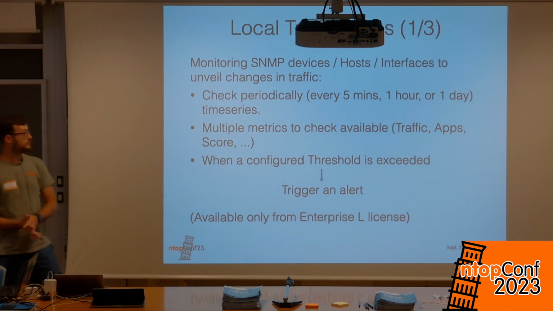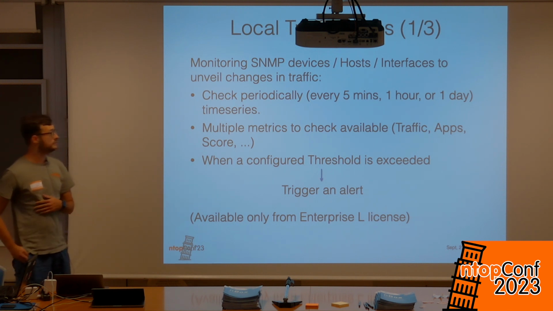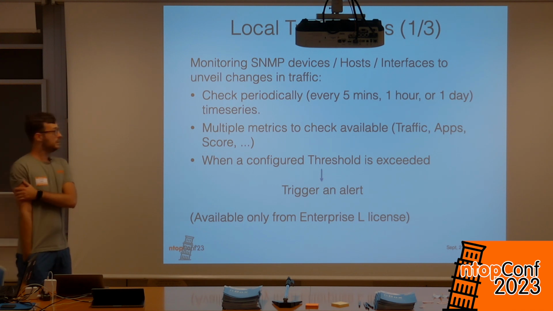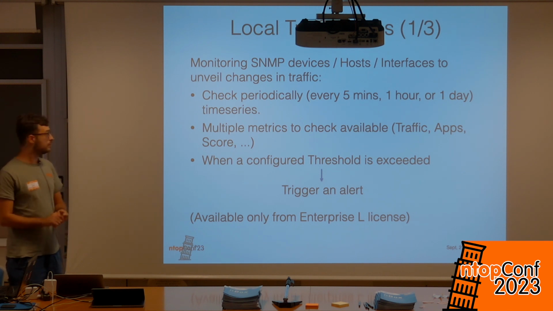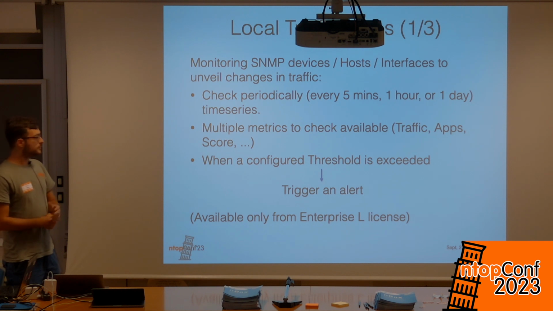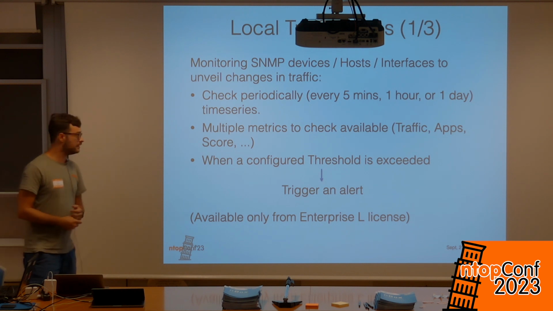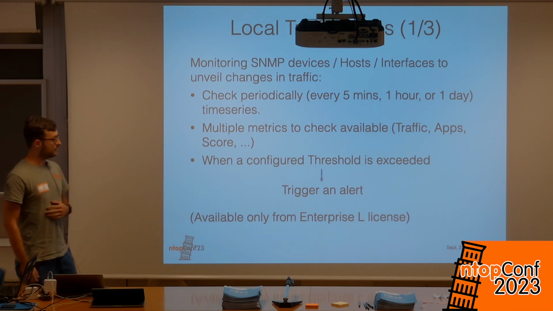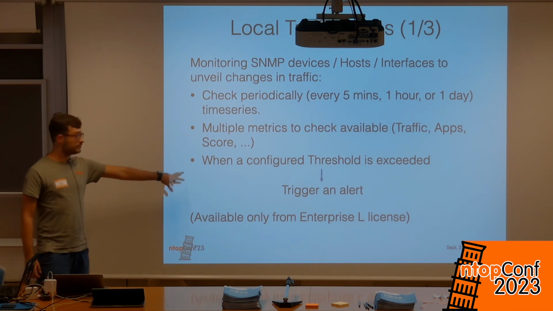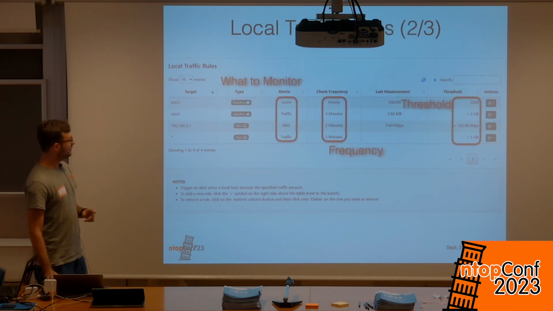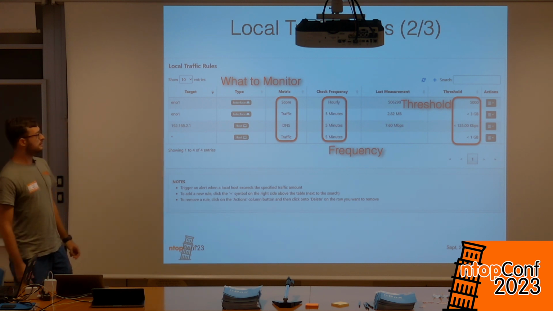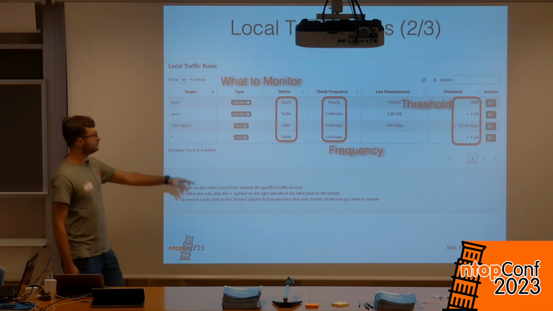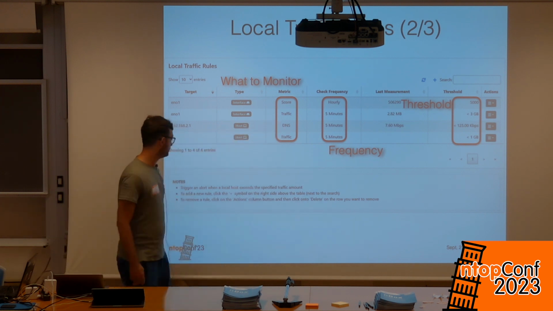For the local traffic rules, we use this feature to actively monitor SNMP devices, hosts, or network interfaces with periodic checks every 5 minutes, 1 hour, or 1 day, configuring a threshold that when crossed triggers an alert. So this is, in this case, a static threshold. Remember, static. In this page, we can see all of the local traffic rules that are set at this moment on ntopng with the metrics, check frequency, and threshold.